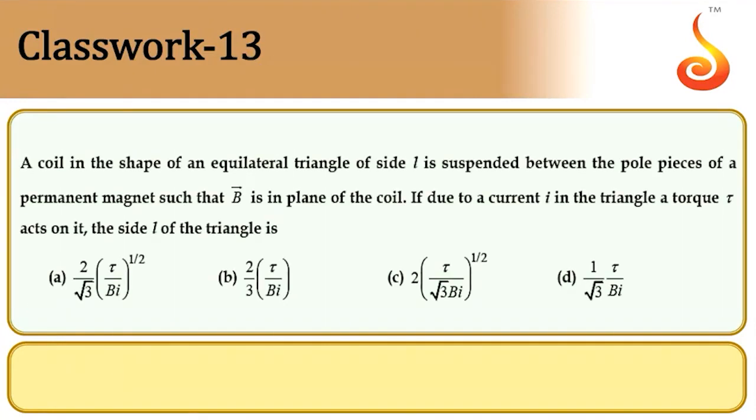Next one. A coil in the shape of an equilateral triangle of side L is suspended between the pole pieces of a permanent magnet such that B is in the plane of the coil. If due to a current I in the triangle, a torque acts on it, then the side of the triangle is, okay. Similar problem.